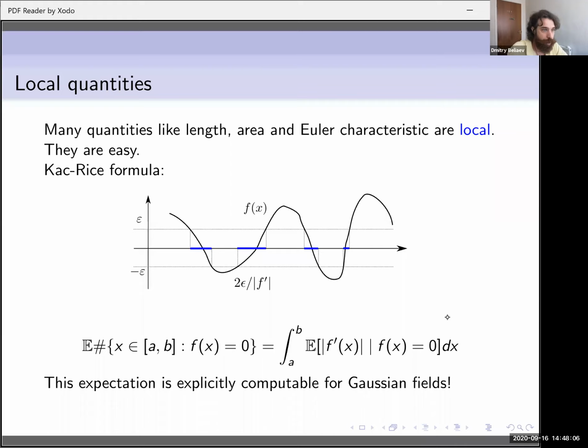Manju, you're absolutely right. Yeah, there is a missing density. Thank you.